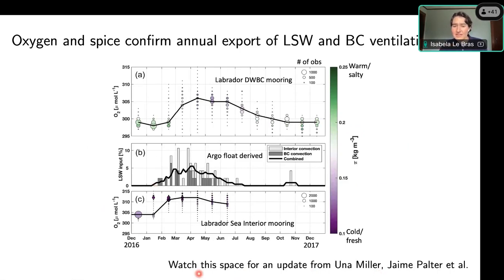I'm not showing results here, but watch this space for an update from postdoc Una Muller, who's working with Jamie Palter, assimilating all of the new observations. These German moorings have had oxygen on them since 2016, I believe. But now that the whole Labrador Sea has been instrumented, there are going to be a lot of exciting results about the ventilation of the deep North Atlantic from these direct oxygen observations.